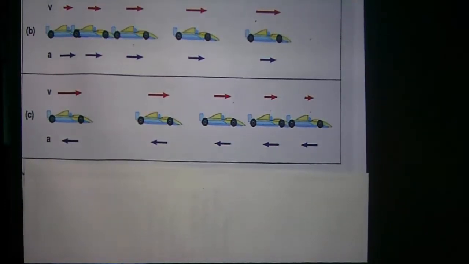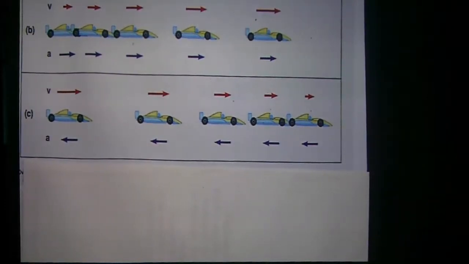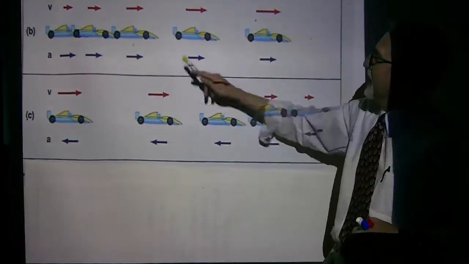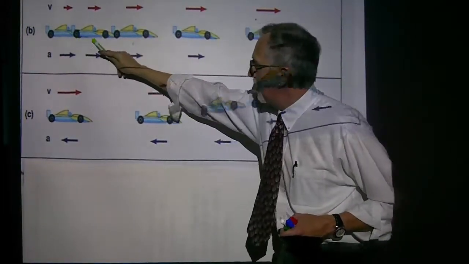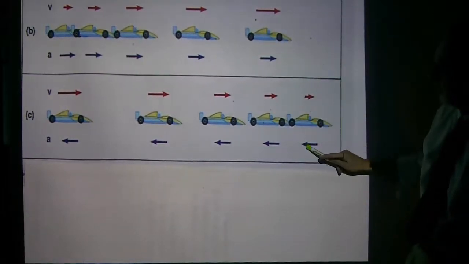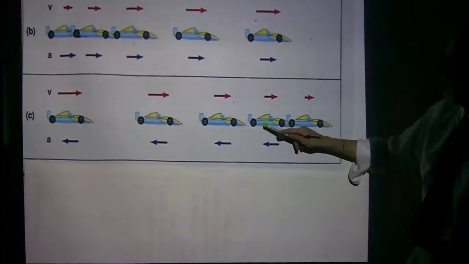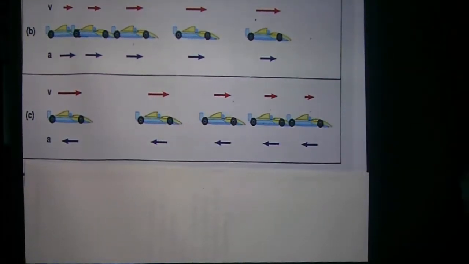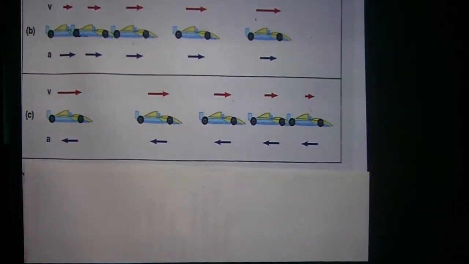What do we end up with? We end up with an acceleration vector pointing to the left. So notice, positive acceleration here, or to the right, in the same direction as the velocity, basically means the car is speeding up. Acceleration vector pointing in an opposite direction to the velocity basically means the velocity is decreasing. The car is slowing down.